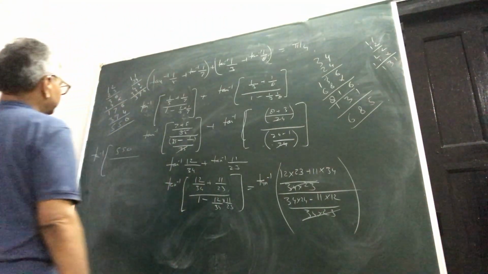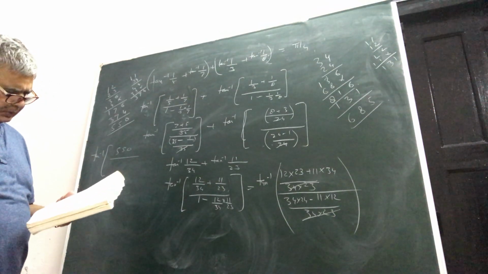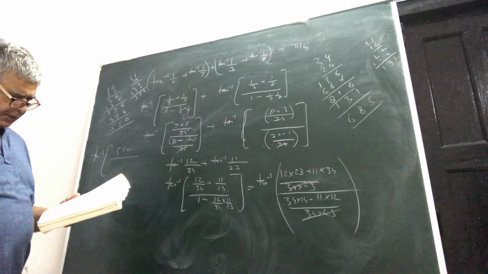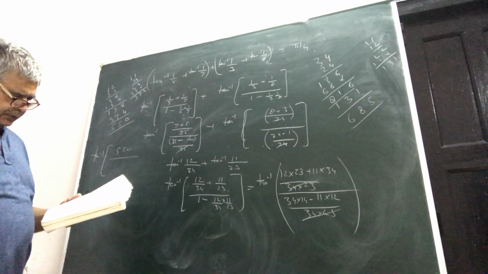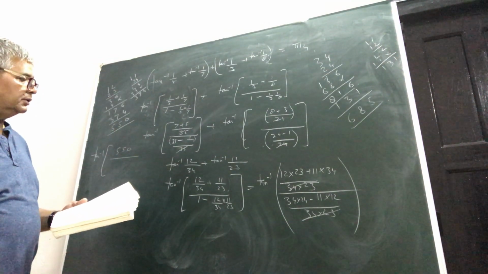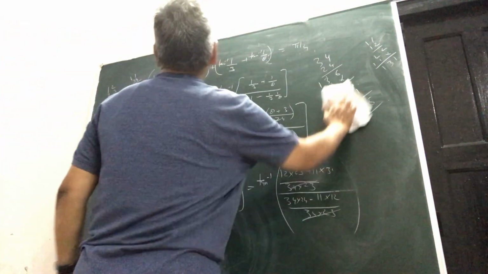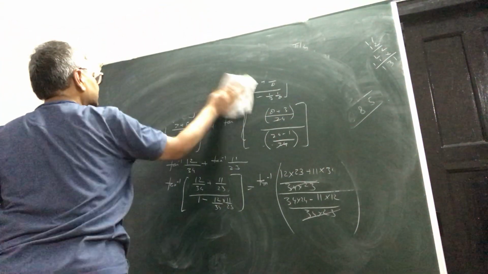Tan inverse 550 upon this thing. And what do you have to show? It is pi by 4. Tangent pi by 4, it should be tan inverse 1. They should come together. Let us do it once again. This entire calculation, somewhere we have gone wrong.